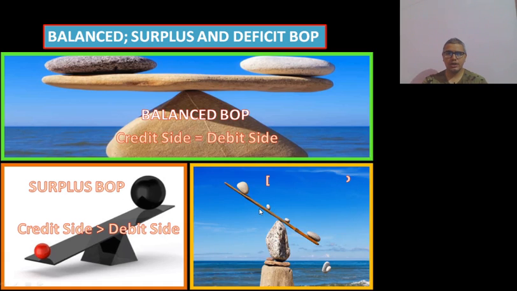In a similar way, there will be deficit balance of payment, and deficit balance of payment takes place whenever the debit side of the balance of payment is greater than the credit side of the balance of payment.